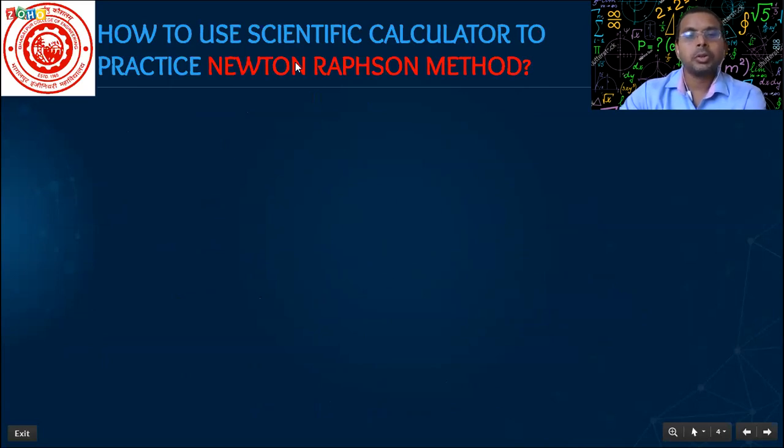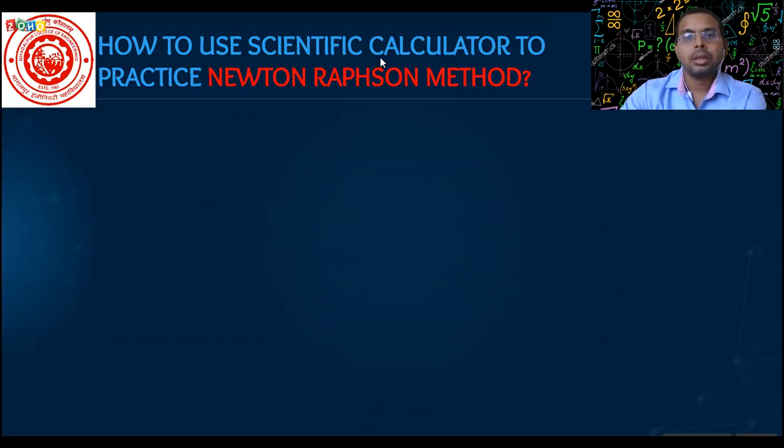Now, how to use a scientific calculator to practice the Newton-Raphson method.